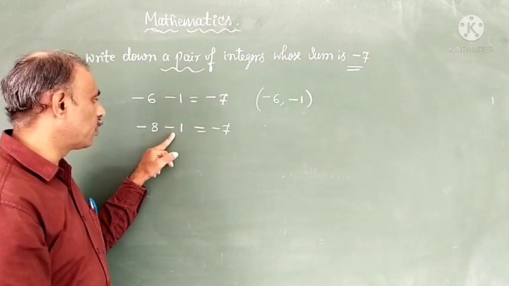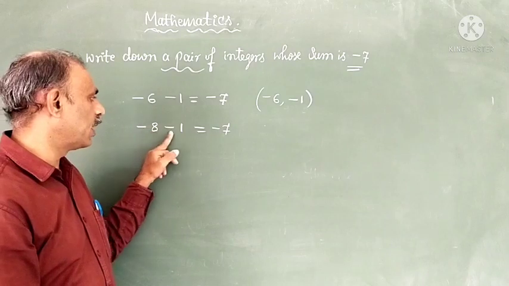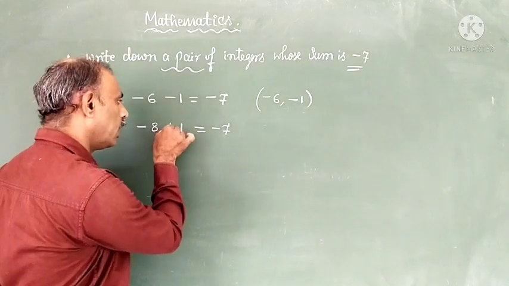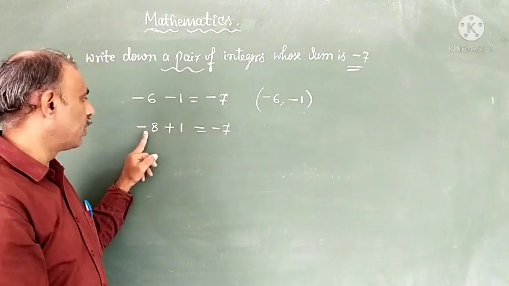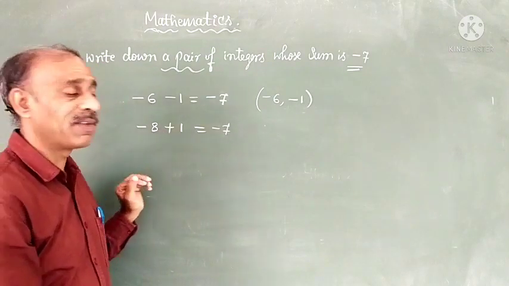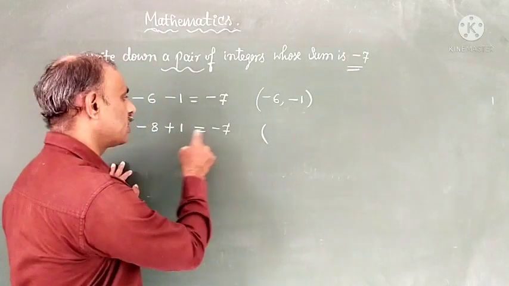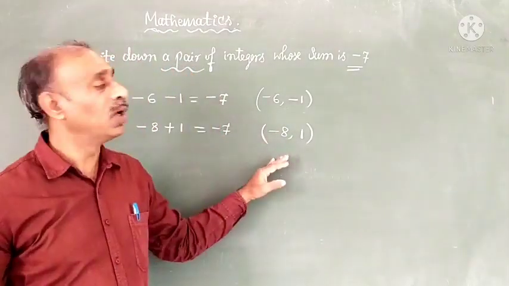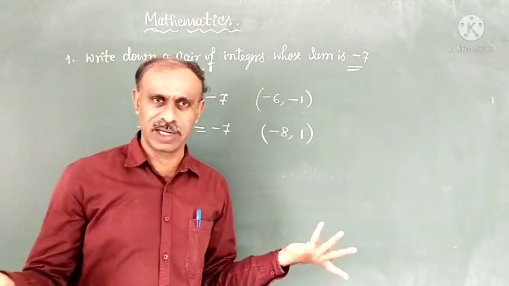If you go with -1, what happens? -8 -1 is -9 you are going to get. So then what do I need to do? I need to add this. Right? -8 plus 1 means -7. So which are the integers I use? -8 and +1. So like this, so many you can write.